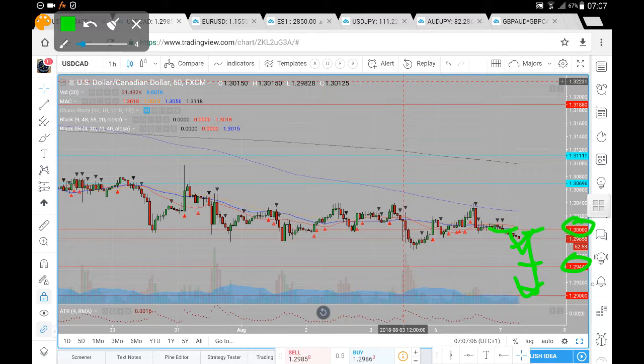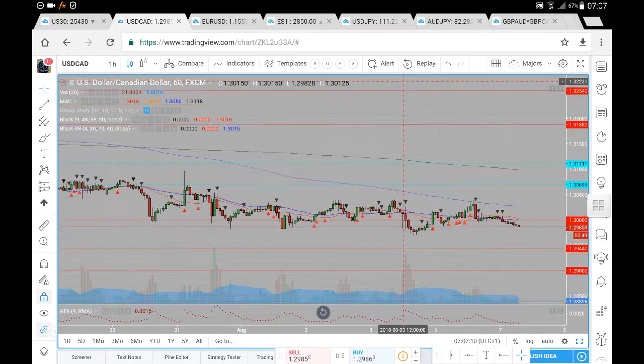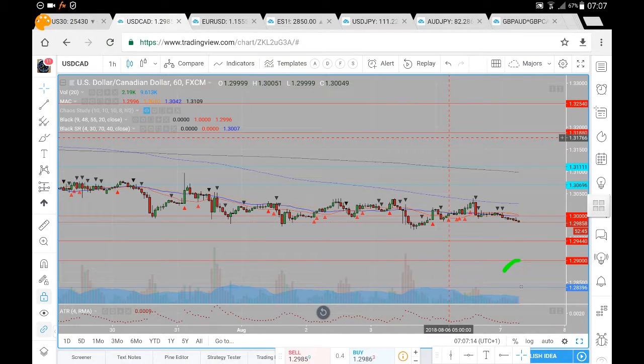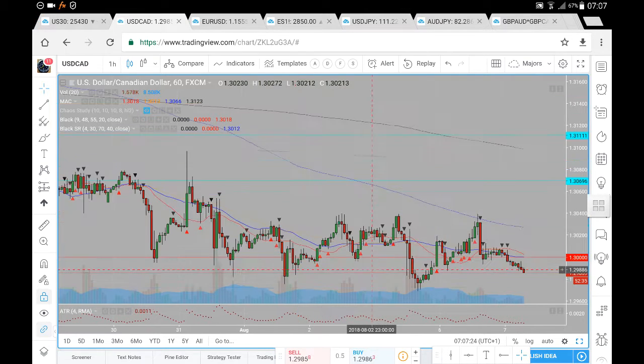Successful break from which we're then looking for a move down towards 129. And if there is volatility to bring us beyond the 129, the very next level of note is a move down towards this 128.39 here on the USDCAD.